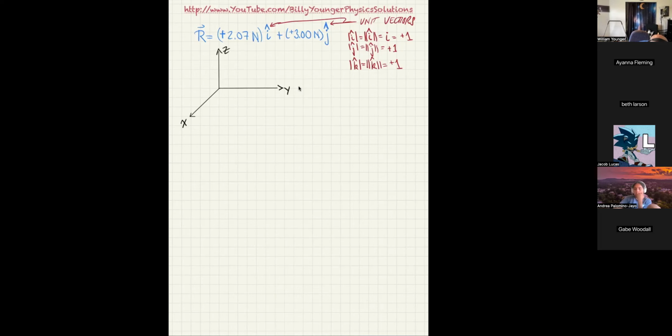Now I can write the unit vector in the x direction is this little vector i hat. The unit vector in the y direction is this little vector j hat. And the unit vector in the z direction is the unit vector k hat. So that's what they are. Any questions on that?